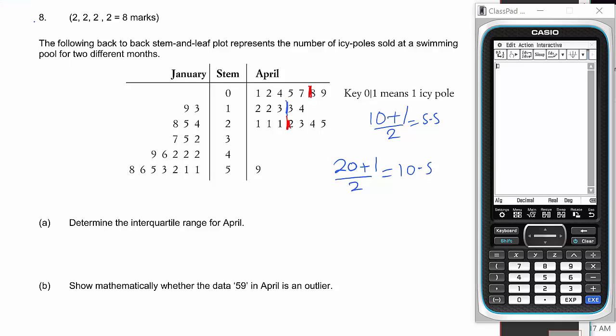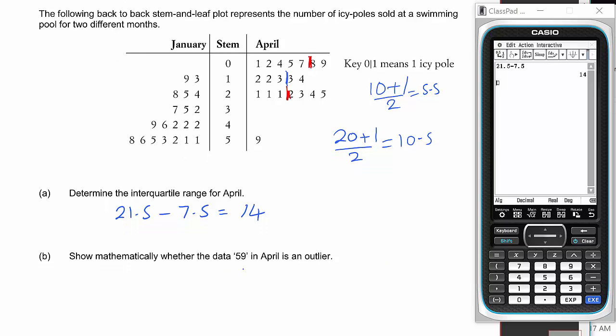So the upper quartile is 21.5 and the lower quartile is 7.5. So 21.5 take away 7.5 gives us 14.